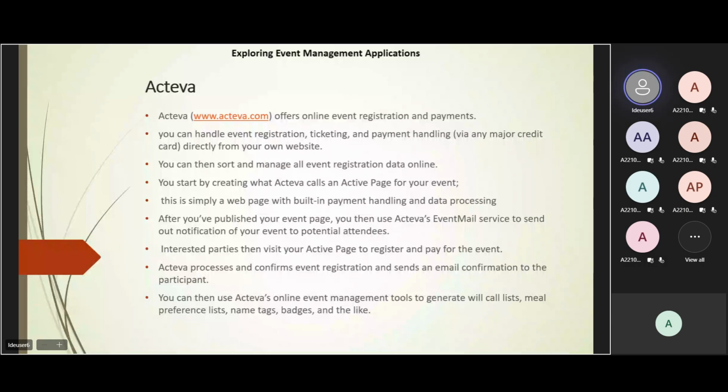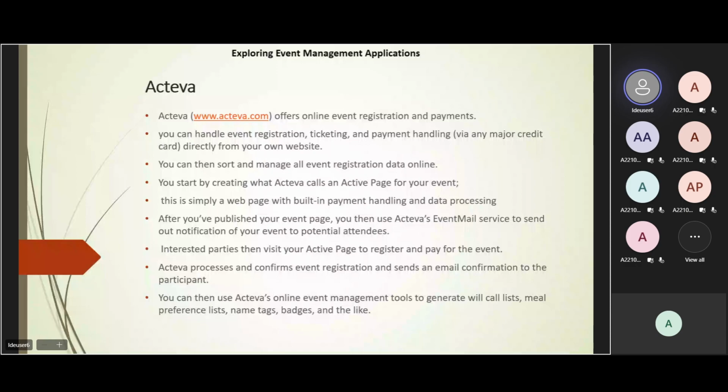We call this Activa an active page for your event. It is simply a web page with built-in payment handling and data processing. Here you publish your event page by using Activa's event mail service, which sends a notification of your event to all the attendees. Those who want to attend that event can visit your active page, and then they can register and give payment for the event.